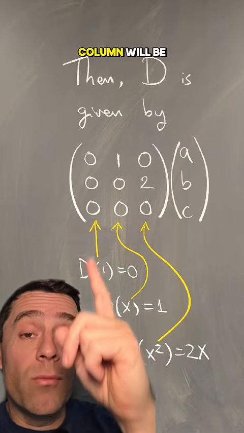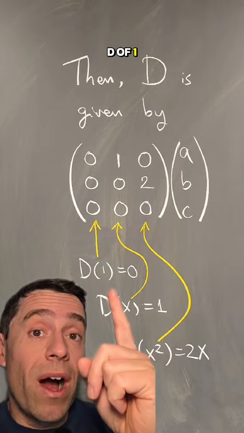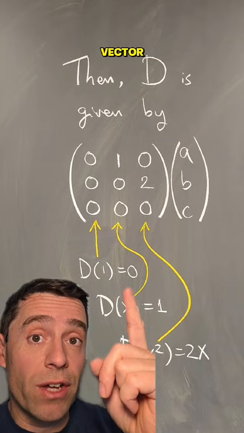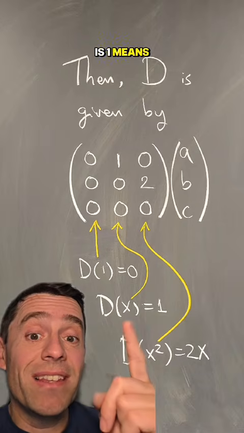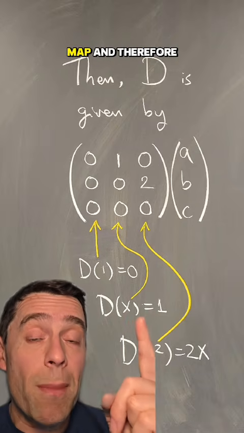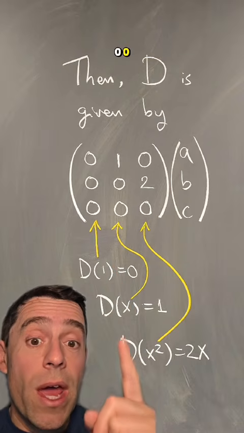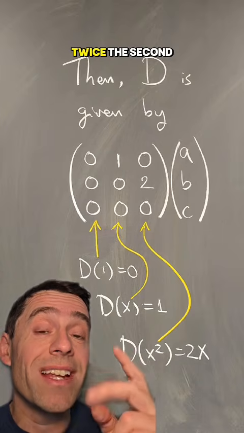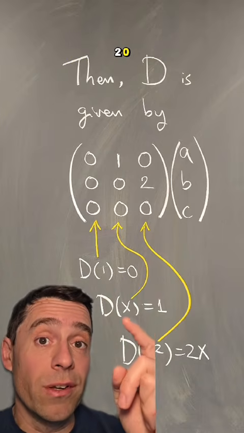So the first column will be given by the image of 1. D of 1 is 0, so that tells me that the first vector goes to the 0 vector, so the first column is all zeros. D of x is 1 means that the second vector goes to the first vector under the derivative map, and therefore in coordinates it goes to (1, 0, 0). And d of x squared is 2x, so the third vector goes to twice the second vector, so the third column is (0, 2, 0).